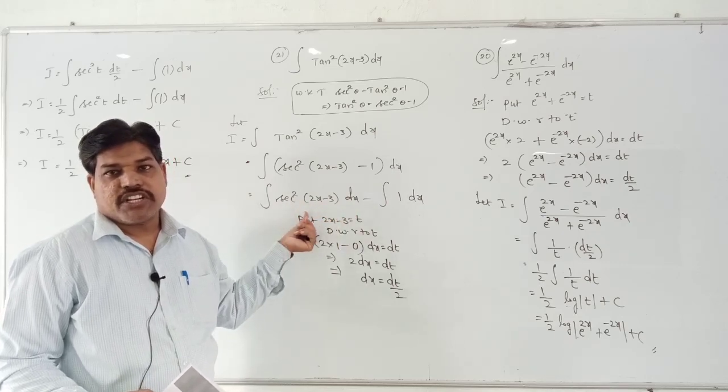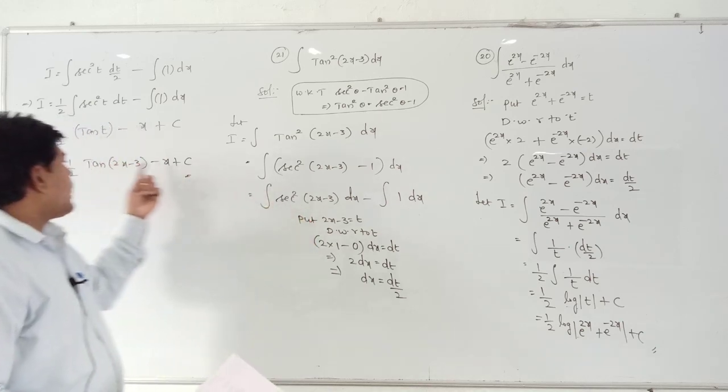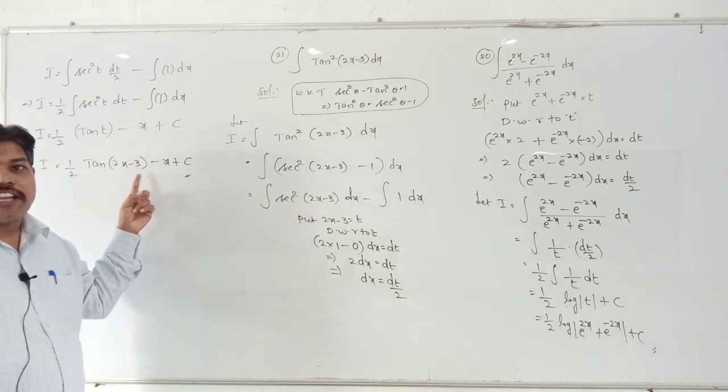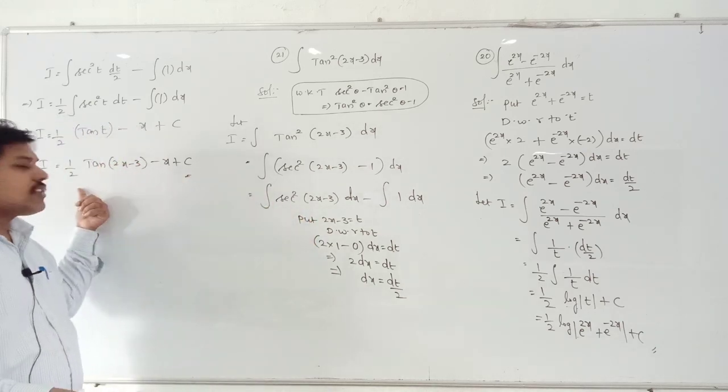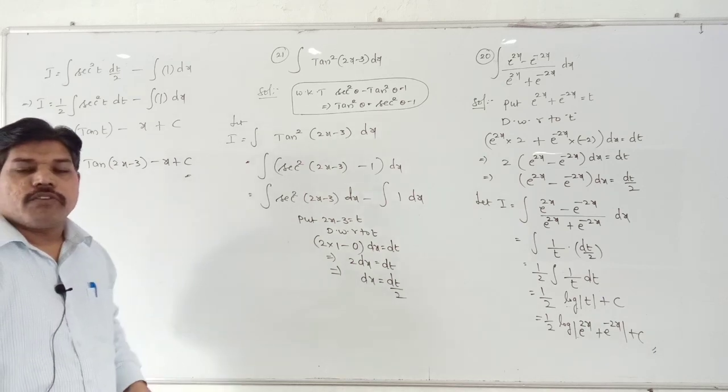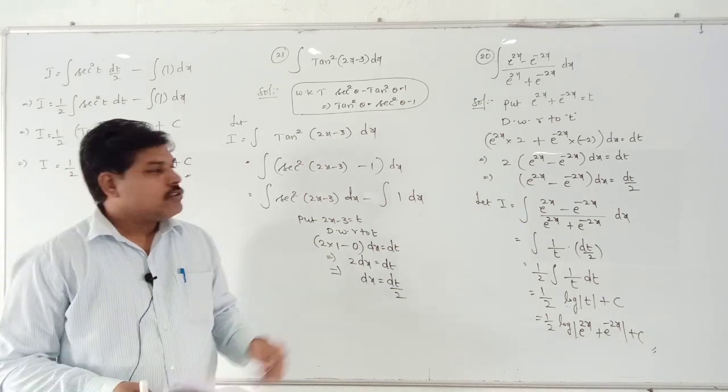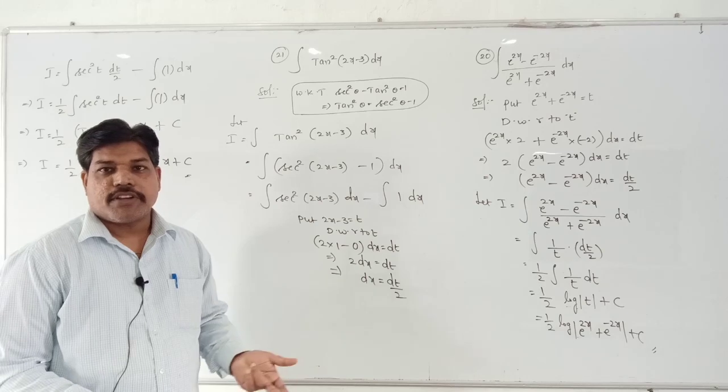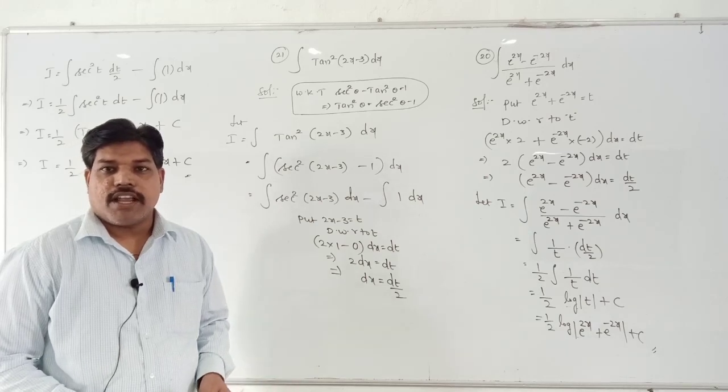Secant square integration is tan. So tan of 2x minus 3. The derivative of 2x minus 3 is 2, you will take it in the denominator. In the next problems we will write directly also. But here we are using the substitution method, so that's why we are applying the substitution for every problem.